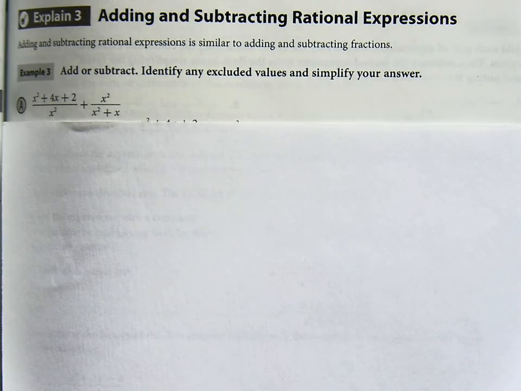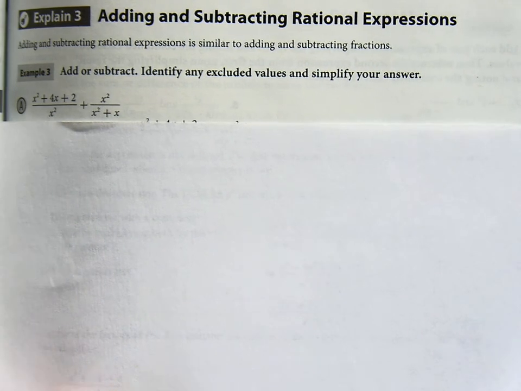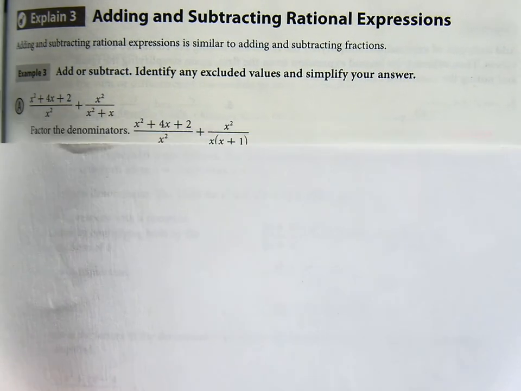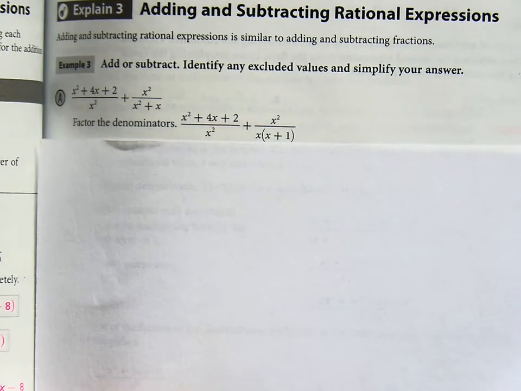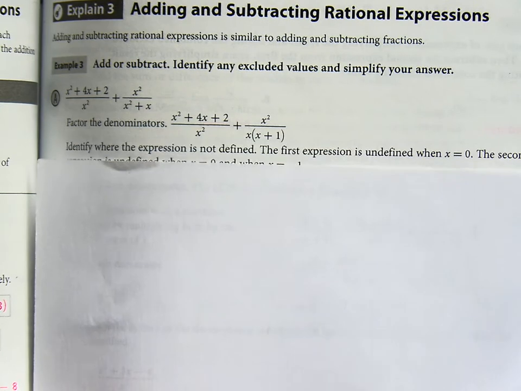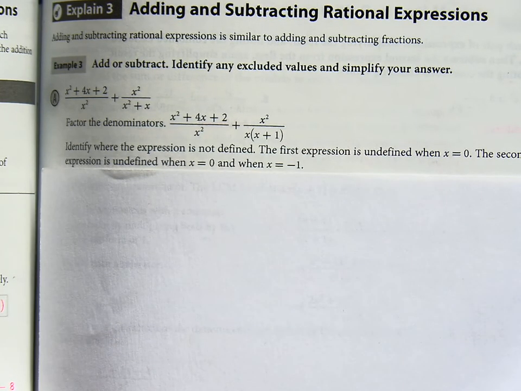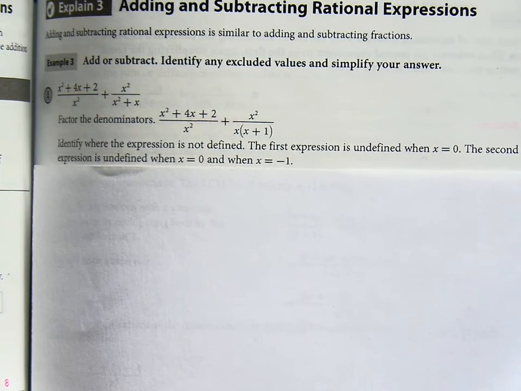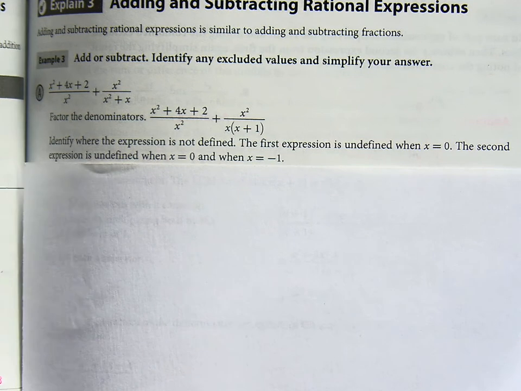Okay. So we have our two fractions. We're going to follow basically the same steps as we did in Explain 1 and Explain 2 and kind of put them together. So we are going to factor the denominators and identify where the expression is not defined. So basically that's when the denominator equals 0. So in our first one, x equals 0.